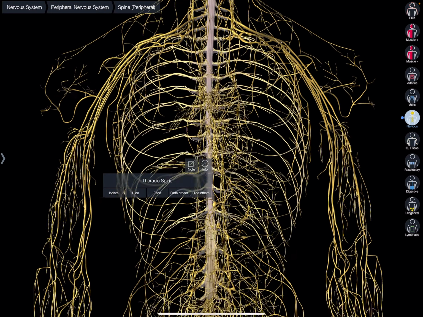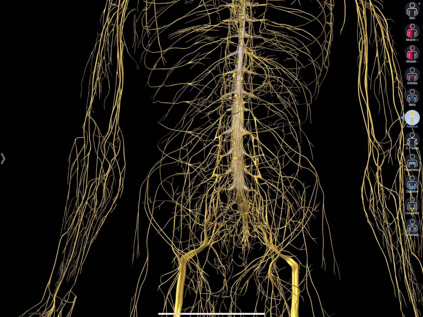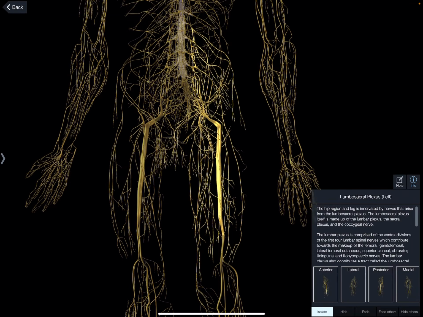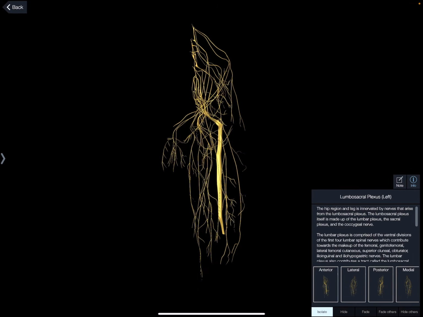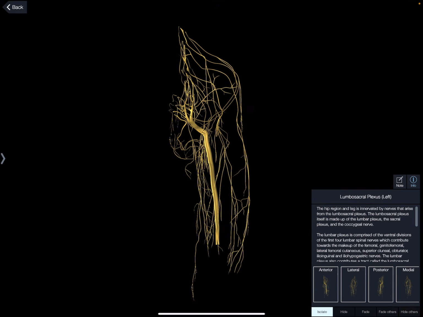Then we move down to the lumbosacral plexus. Look at the mess down here. All right, so this is the lumbosacral plexus that we're going to have a look at. And let's isolate. And you can see the lumbosacral plexus starts to move down the leg. And you've got this massive nerve there that I'll highlight in a sec called the sciatic nerve.